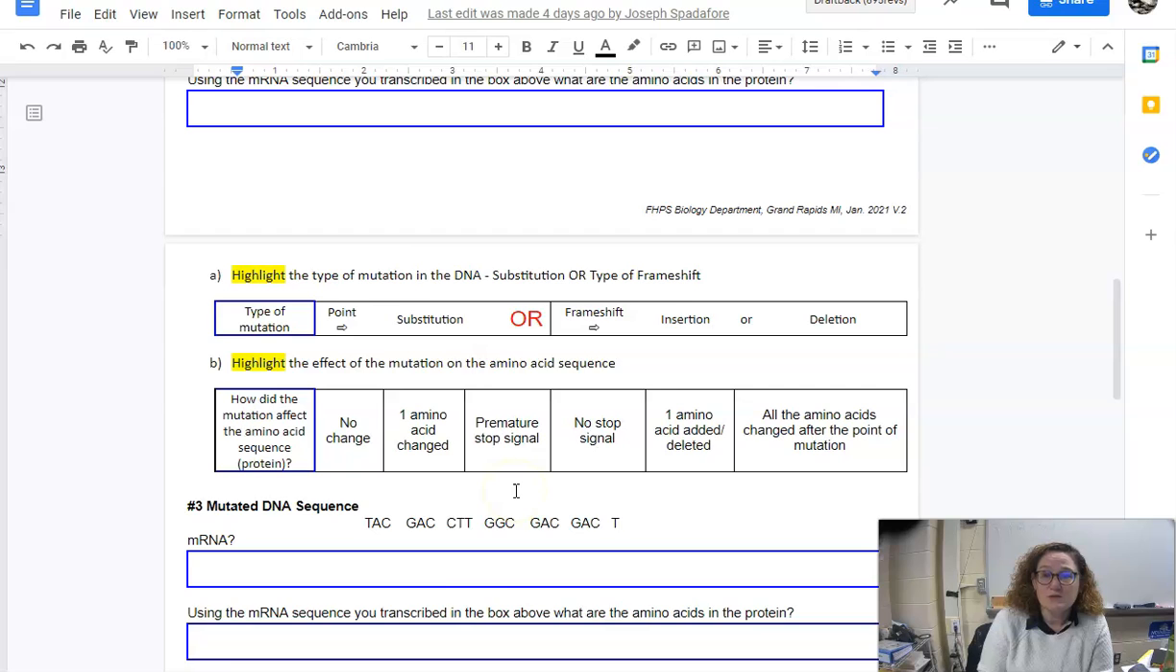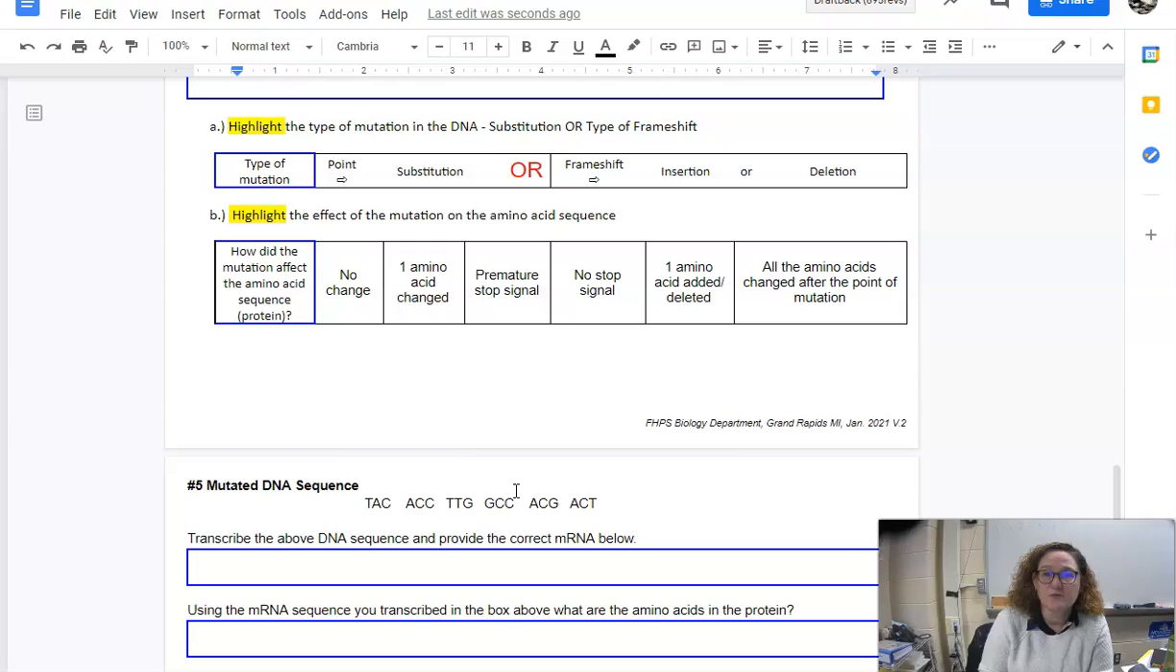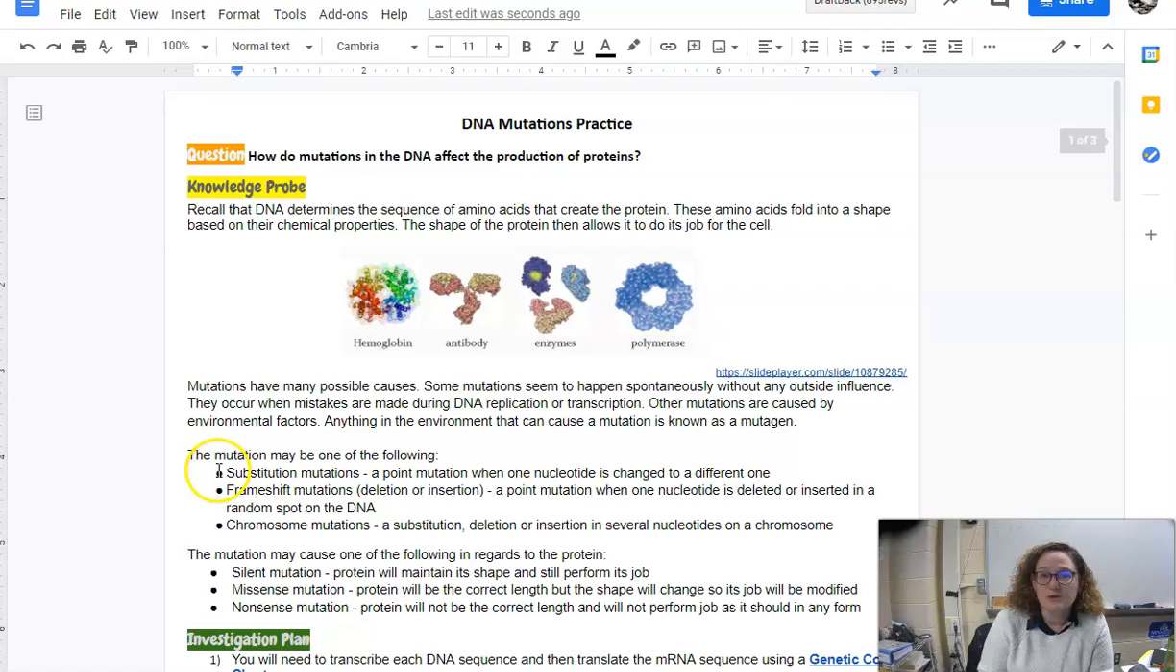Then you have 3 mutated sequences. With each of the mutated sequences, you're going to decide what type of mutation it is, and you'll know that from the information up here. You'll decide if it's a substitution, which means that one nucleotide was just swapped out. If it's a frame shift, a nucleotide has either been deleted or added, so there's either a missing one or an extra one at the end. Chromosome mutations are when segments are exchanged with a different chromosome or several are taken off.